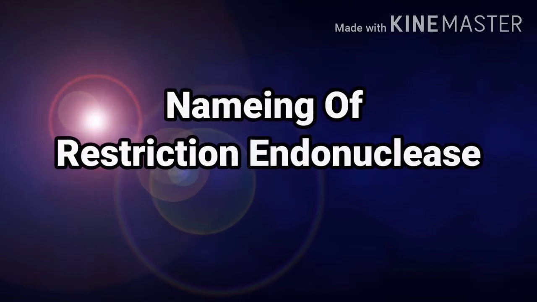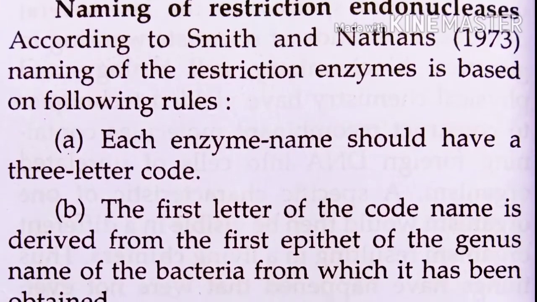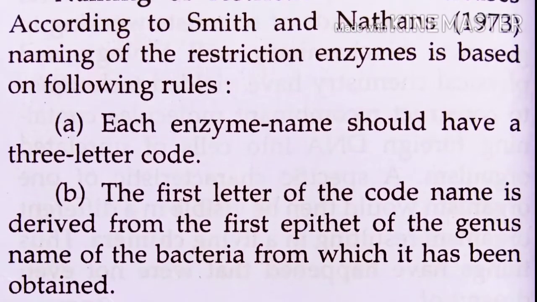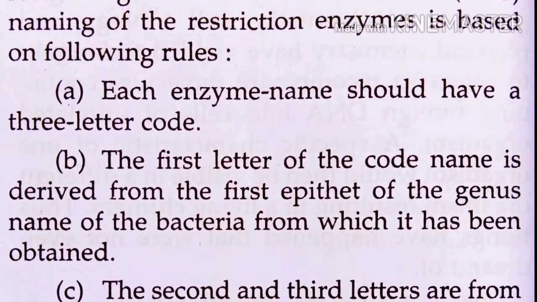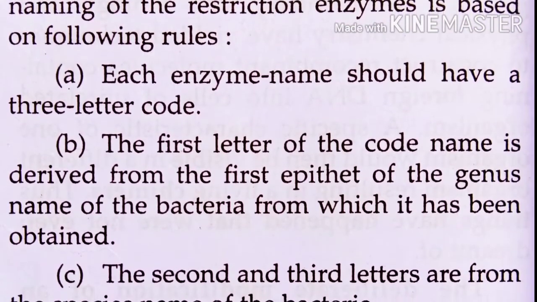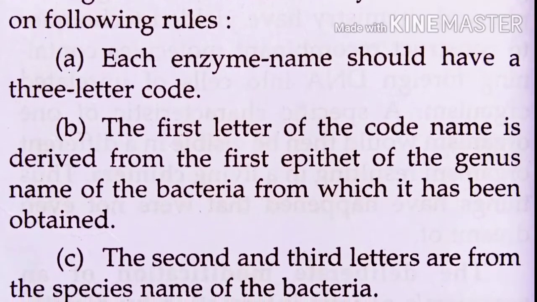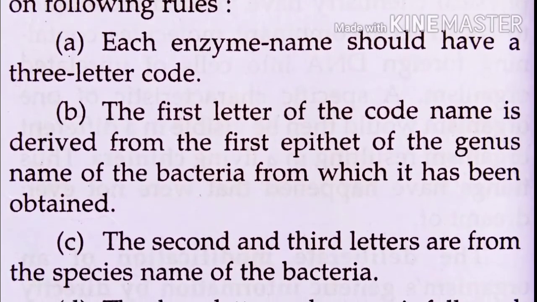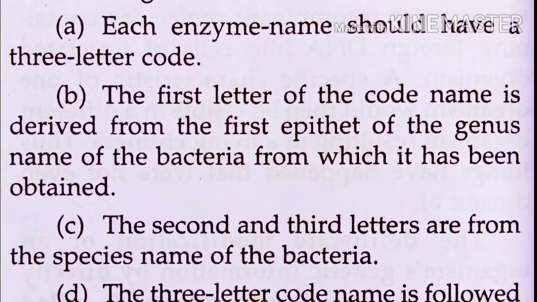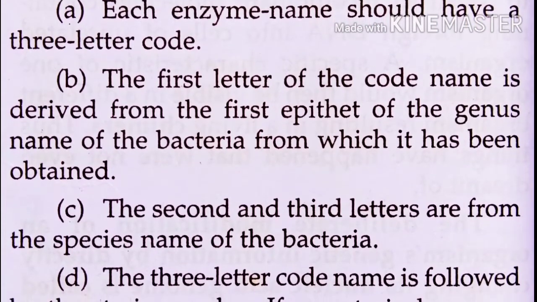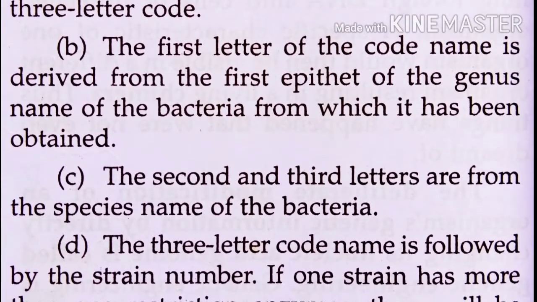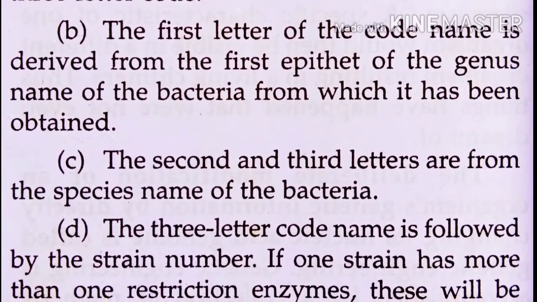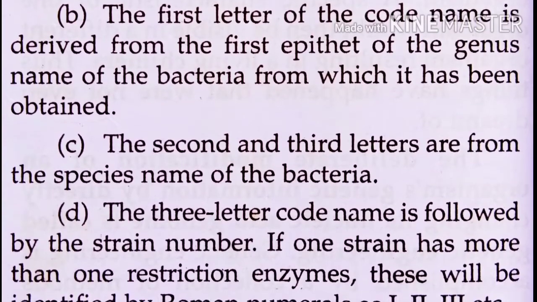Now next, the naming of restriction endonuclease enzymes. The naming is based on the following rules. First, each enzyme name should have a 3-letter code. Second, the first letter of the code name is derived from the first letter of the genus name of the bacteria from which it has been obtained. Third, the second and third letters are from the species name of the bacteria. Next, the 3-letter code name is followed by the strain number.